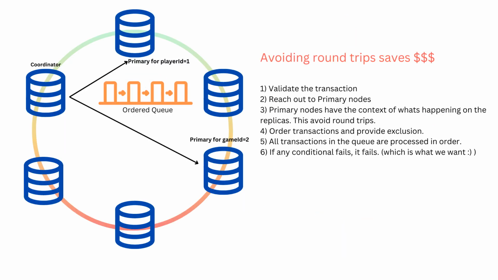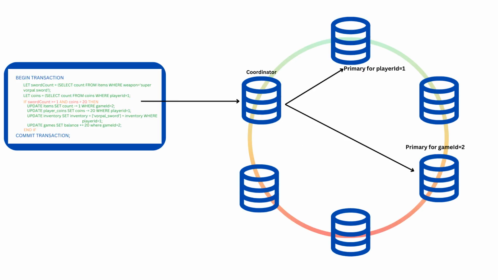And so what it does is all the ordering, and says, okay, here's all the things that I need to make sure are exclusive. So it will look at the partition keys, and then those go to the replicas or the primary.